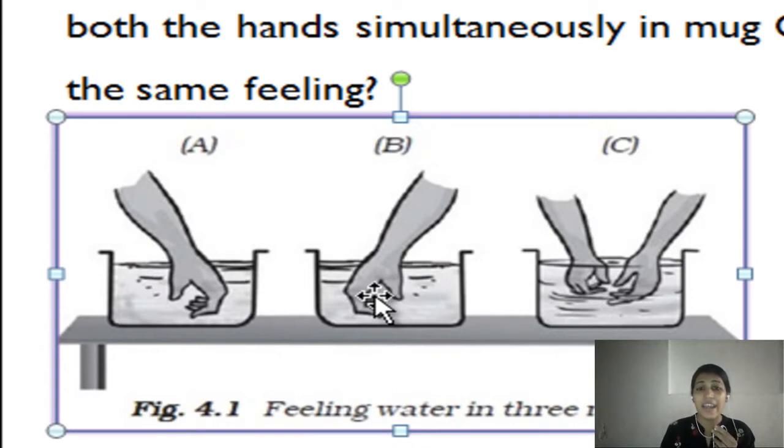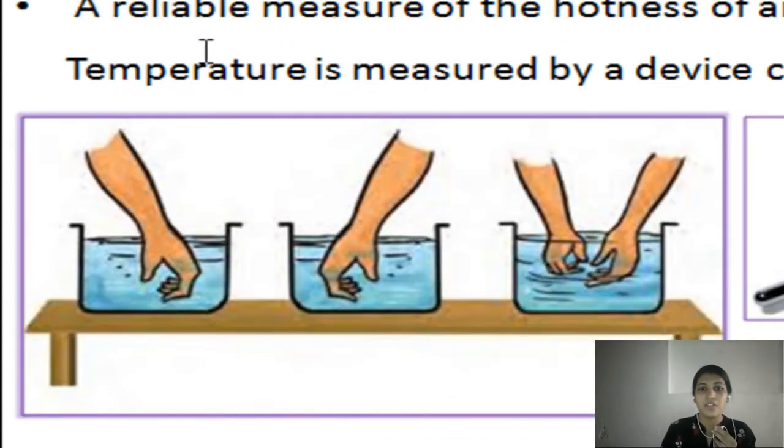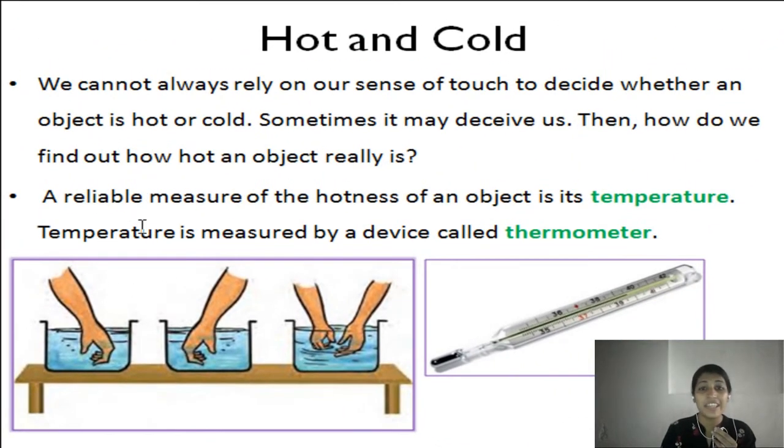After keeping the hands in the 2 mugs for 2 to 3 minutes, put both the hands simultaneously in mug C. Do both the hands get the same feeling? What is your answer? So we cannot always rely on our sense of touch to decide whether an object is hot or cold. Sometimes it may deceive us.